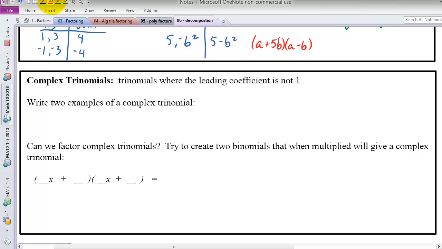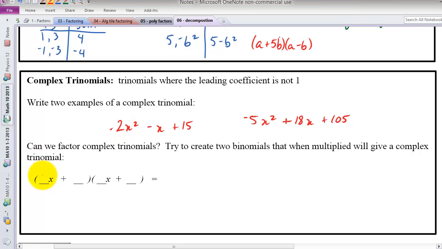So let's see, two examples of a complex trinomial would be, say, 2x squared minus x plus 15, or maybe, it doesn't matter, it could be negative 5x squared plus 18x plus 105. Can we factor complex trinomials? So that's the question. Can we factor something like this? Maybe not that one, but something like that. Sure, let's give it a try.